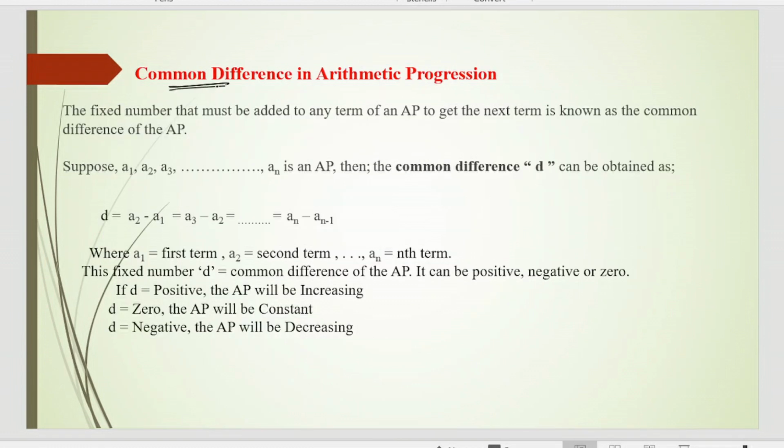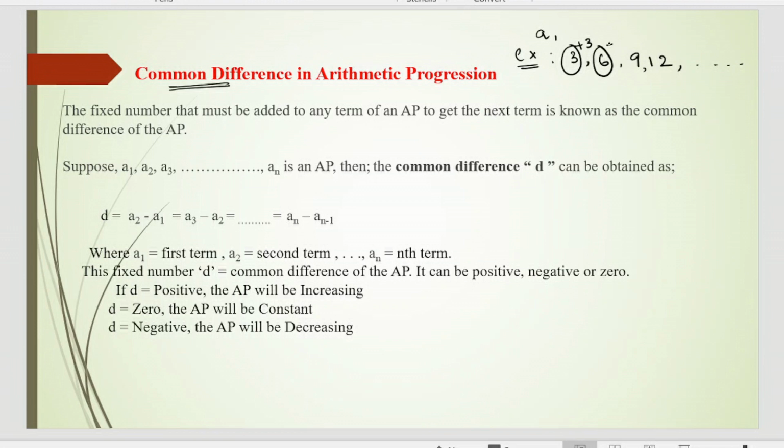So now let us see what is common difference. If you take an example, 3, 6, 9, 12 and so on. This is your first term, you can say A or A1, and this is the second term. So how are you getting the second term? If you're adding plus 3 to the first term, you will be getting the second term, which is 6.